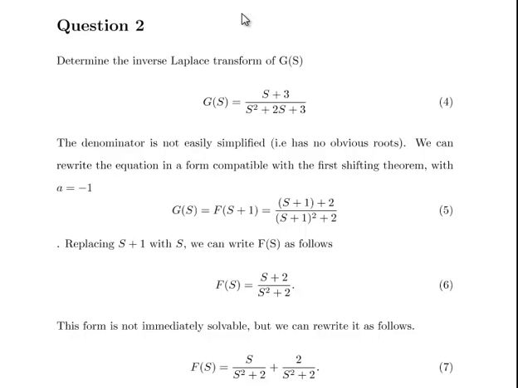The first thing you do is just consider that it is s plus 3 divided by this polynomial here, s squared plus 2s plus 3. Now, usually what I say is factorize it, find the roots. But if you try that out, you realize that's not so easy. What are the roots of that?